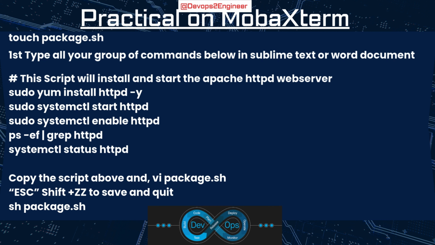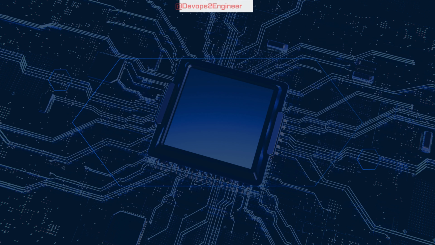ps -ef | grep httpd, just to show the status, or you can do sudo systemctl status httpd. Then you copy the script above and vi into package.sh and escape, shift-Z to save it.